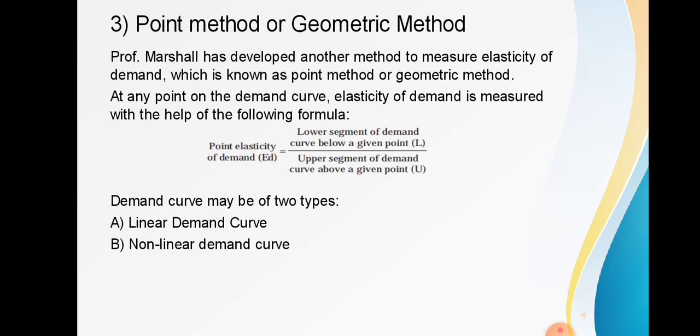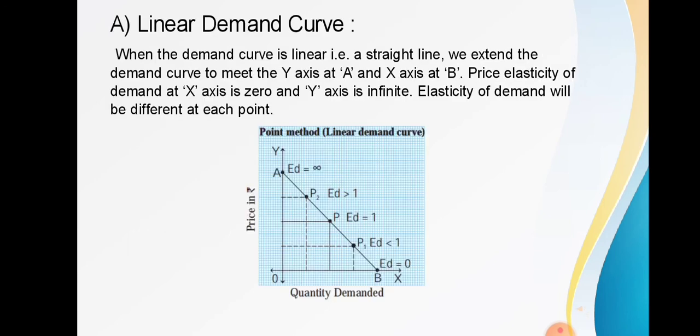Demand curve may be of two types. How many types of demand curve are there? There are basically two types of demand curve. What are the two types? First one is the linear demand curve and second one is the non-linear demand curve. Now let us first come to the linear demand curve. Linear means the straight line. Linear demand curve means the straight line.